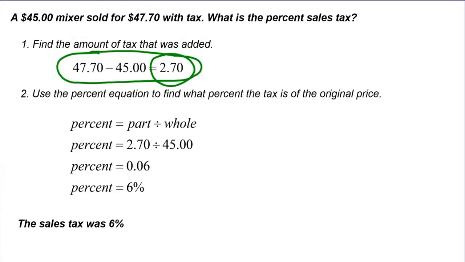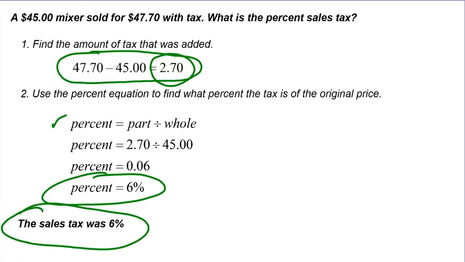So we're trying to find the percent. We know the part and we know the whole. So that's the equation I'm going to use. Percent equals part divided by whole. And the part, or the tax that was added on, was $2.70. The original price was $45. So I take 2.70 divided by 45 and I get 0.06. And again, that's the percent written as a decimal. So I move the decimal over 2 places or multiply by 100. And I get 6%. So the sales tax was 6%.